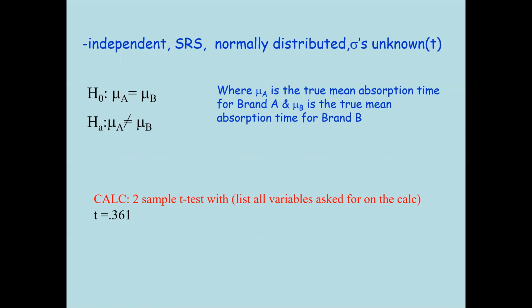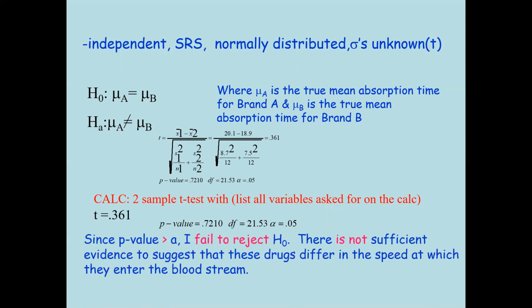So we can use the big long formula if you want, or we can use the calculator two-sample t-test. So menu, statistics, test, two-sample t. List everything that the calculator asks for. Again, here is how you calculate it by hand if you want to do that. Make sure to state the t-value, 0.361, state the p-value that you get from the calculator output, 0.7210, your degrees of freedom, and alpha, unless stated otherwise, is 0.05. So we compare p to alpha. Here, p is greater than alpha. So since p is greater than alpha, I fail to reject H0. There is not sufficient evidence to suggest that these drugs differ in the speed at which they enter the bloodstream.